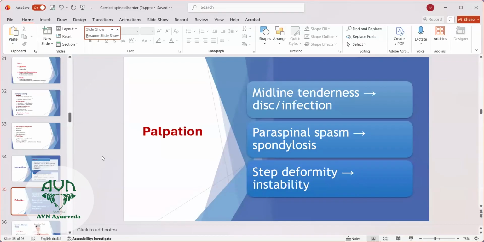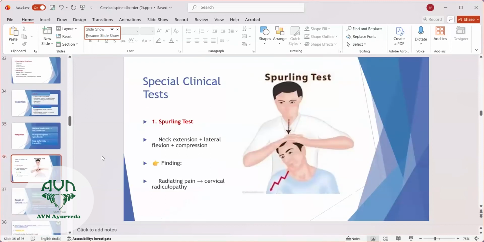This is a protective mechanism taken by our body. When the muscle goes into spasm, the neck movements will be restricted. So paraspinal spasm we can see in cervical spondylosis, and step deformity we can see in instability, fracture, dislocation and the like. While doing the palpation, we have to keep all these things in mind: is there any tenderness, paraspinal spasm or step deformity?